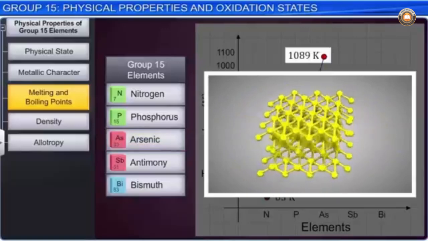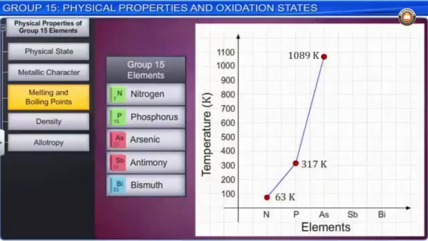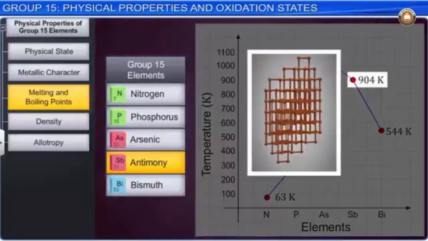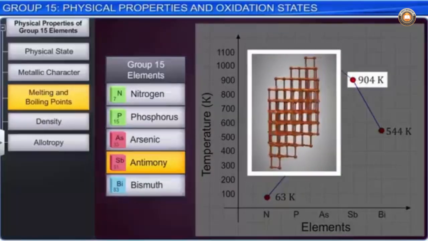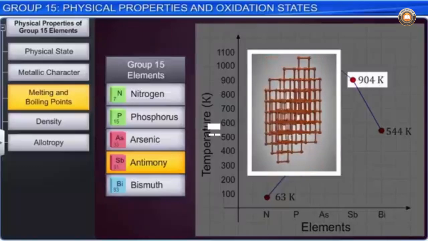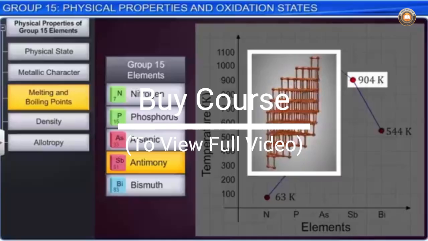However, although the atomic size increases from arsenic to antimony, there is a decrease in their melting points. Although antimony has a layered structure, it has a lower melting point than arsenic because of the relatively loose packing of atoms. Furthermore, the melting point of bismuth is less than antimony.